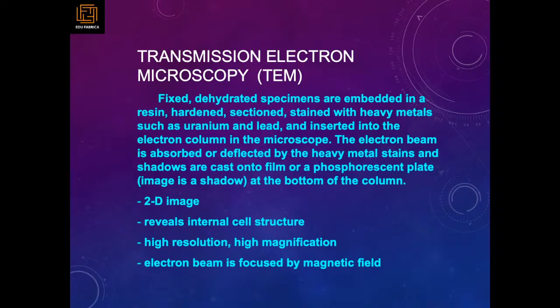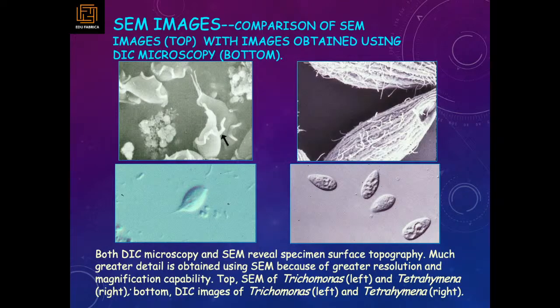Then there is the transmission electron microscope. Here too we fix and dehydrate our specimens, harden them, cut sections, and stain them with heavy metals like uranium or lead, and then insert them in the electron column. The electron beam is absorbed and deflected by these heavy metal stains, and shadows are cast onto the film or fluorescent plate. In this we get 2D images.